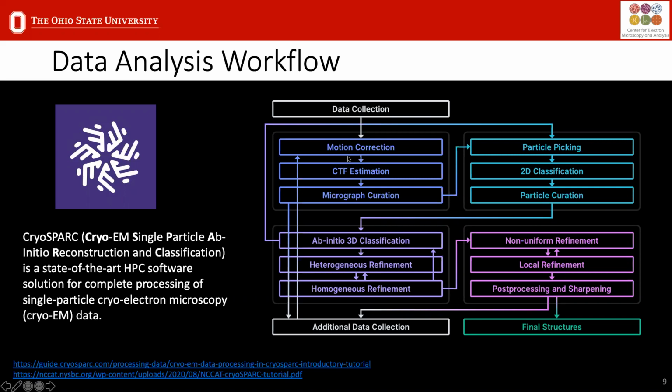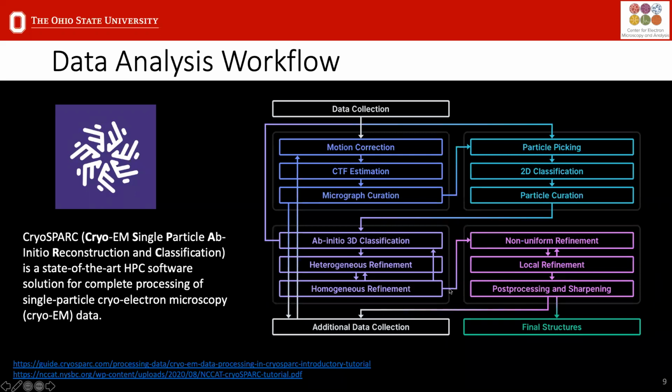And this workflow here, this chart kind of shows you all of the steps that you'll go through after you've collected your data. So as you can see, it's not perfectly straightforward, but I'm gonna walk you through what's called the pre-processing steps, which is motion correction, CTF estimation, and curation. Then we'll move to particle picking and 2D classification, and then finally to the ab initio 3D classification or model building to get your final structure.